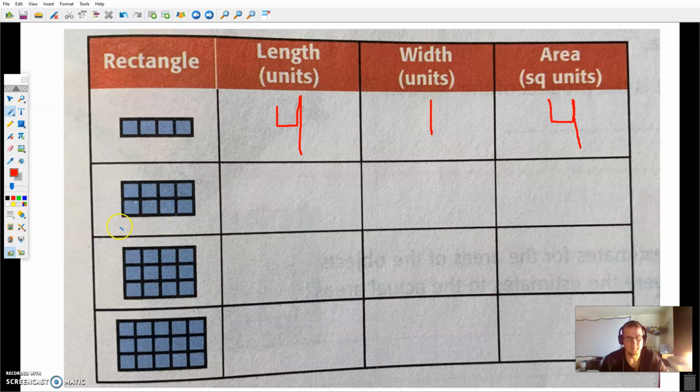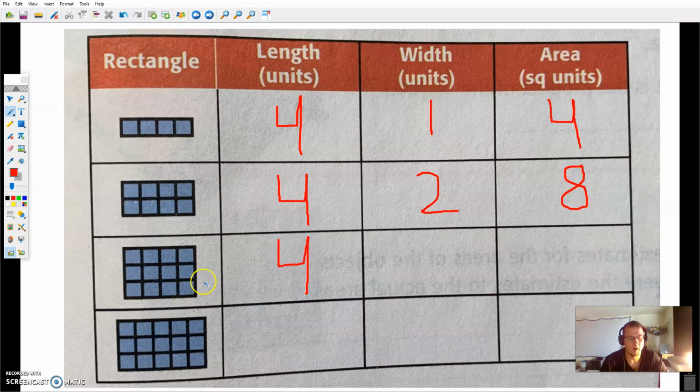All right, so let's look at this one. It has that same 1, 2, 3, 4, 4 units long. It is 1, 2 units high. Okay, and if we count, 1, 2, 3, 4, 5, 6, 7, 8. Okay, so with 4 units by 2 units, I have an area of 8. Let's do it one more time. It is still that 1, 2, 3, 4 length.